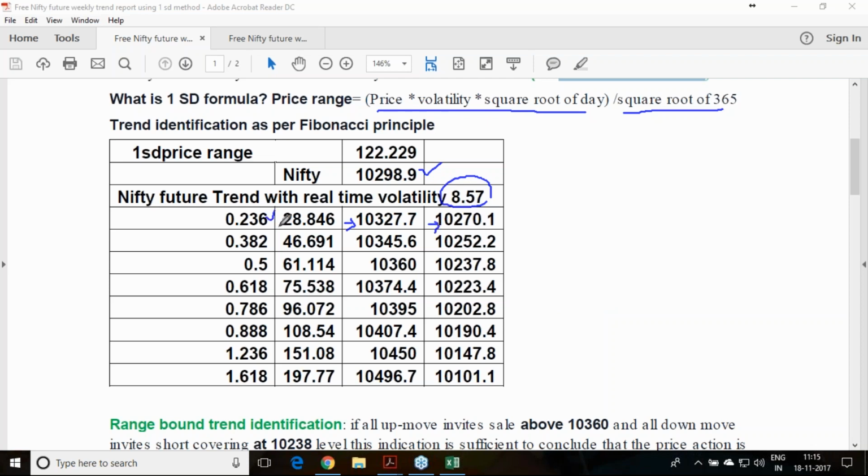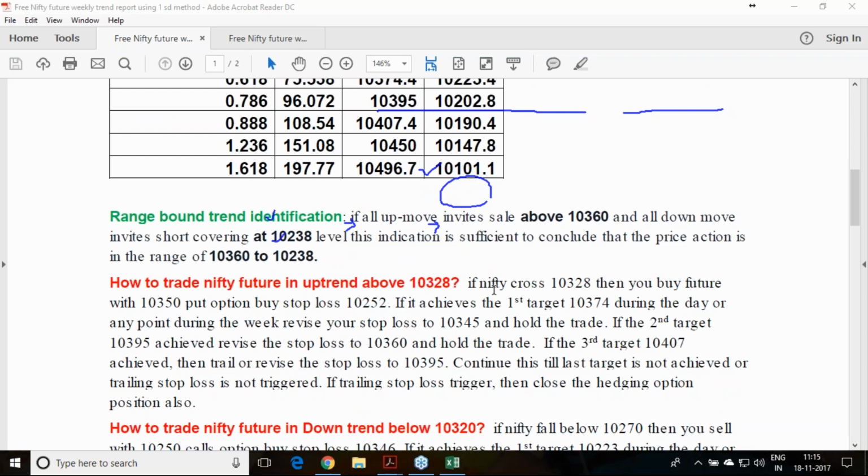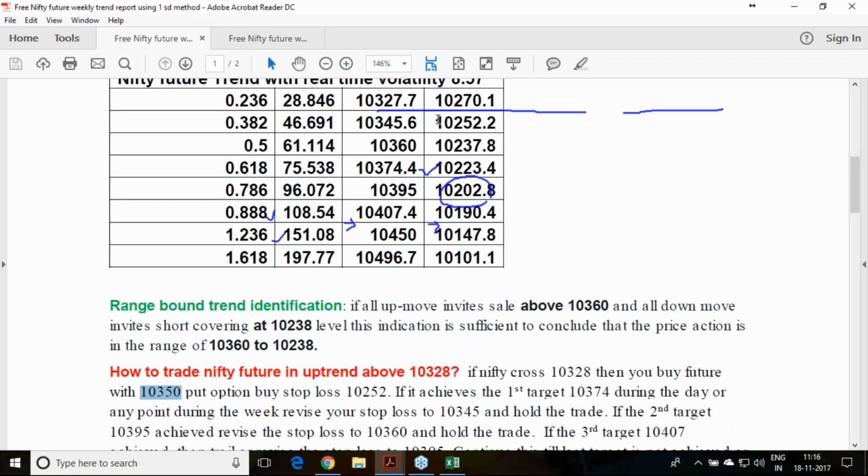If the uptrend gives you a breakout till 0.382, you can purchase. Till the 10,346 level, you can purchase with proper hedging. That same process I have explained here. If it crosses 10,328, buy the future with one 10,350 put option, and keep your stop loss at the downtrend's 0.382 level.